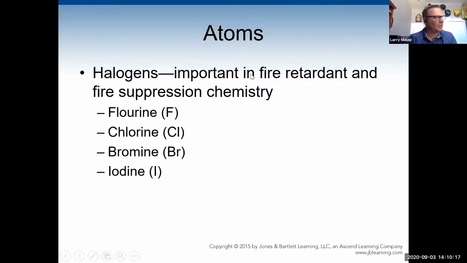One of the things in dealing with atoms, we talk about halogens. These halogens are important in fire retardant and fire suppression chemistry. So these include such things as fluorine, chlorine, bromine, and iodine.